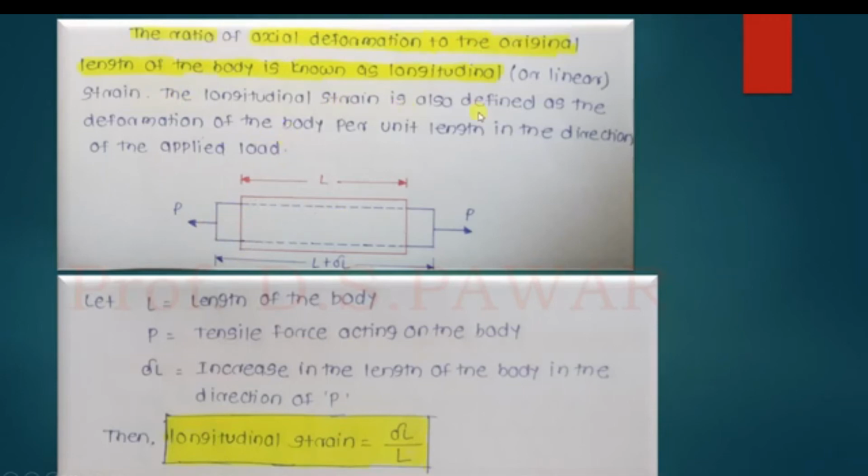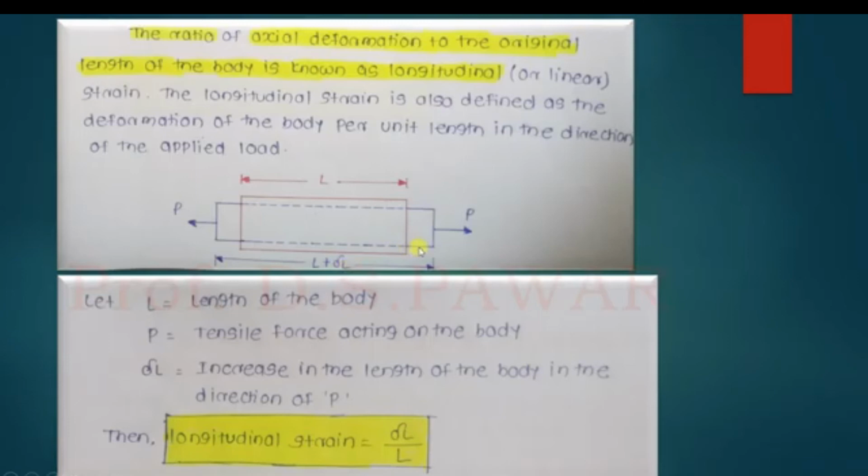The longitudinal strain is also defined as the deformation of the body per unit length in the direction of the applied load. So in the direction of the applied load, this body dimension is going to deform, and that's why we consider this definition of longitudinal strain. We can define it like this: the deformation of the body per unit length in the direction of the applied load. Here you can see this is the original length and the extended length, the change in length. This is delta l.